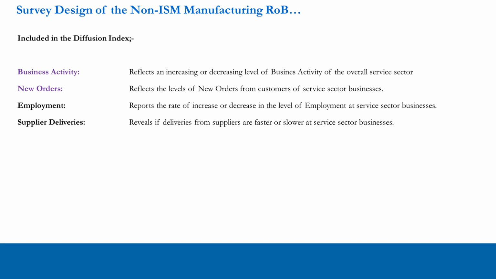Employment is a lagging component of this survey and will very likely follow business activity and new orders. And supplier deliveries gives us an idea of the efficiency of the supply chain and can give us an indication of the bullishness or bearishness of non-manufacturing or services companies on their supply chain, and the bullishness or bearishness of suppliers themselves on the supply chain.